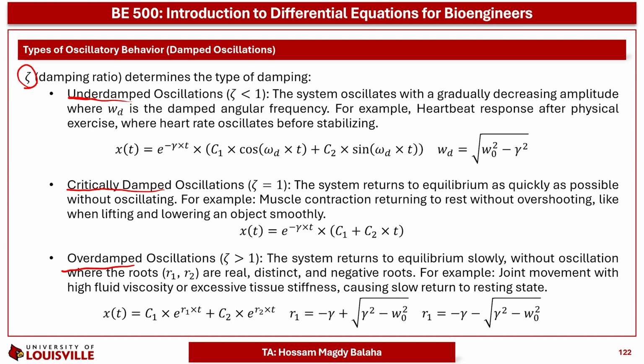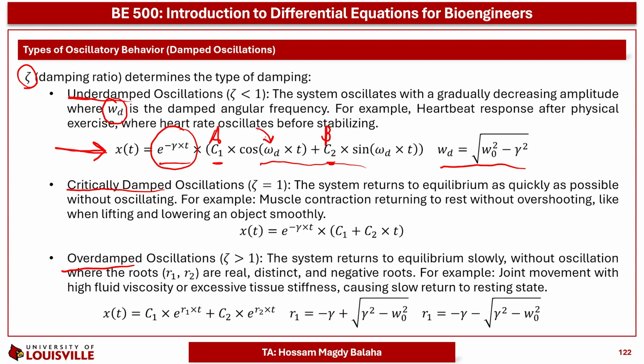For the underdamped oscillations, a system oscillates with a gradually decreasing amplitude where a new factor called omega d is the damped angular frequency, and it equals the square root of omega naught squared minus gamma squared. And by calculating this factor, we can get the general solution to look like that: the exponential of negative gamma t multiplied by c1 cosine omega d t plus c2 sine omega d t. You can replace c1 and c2 by the constants A and B, whether this or that. Both of them are constants. And if you notice, this equation looks like the equation of the undamped oscillation, but we added here the exponential, and instead of omega naught, we are using here omega d.